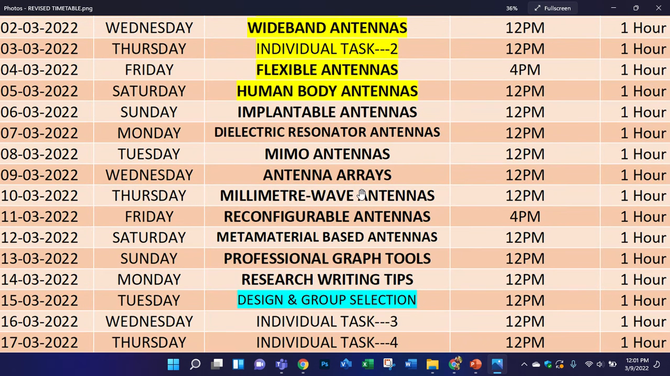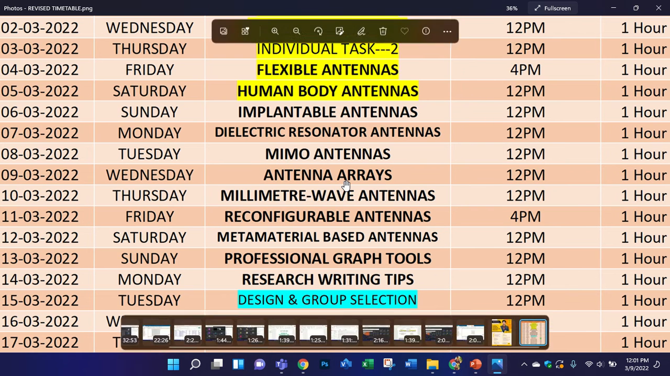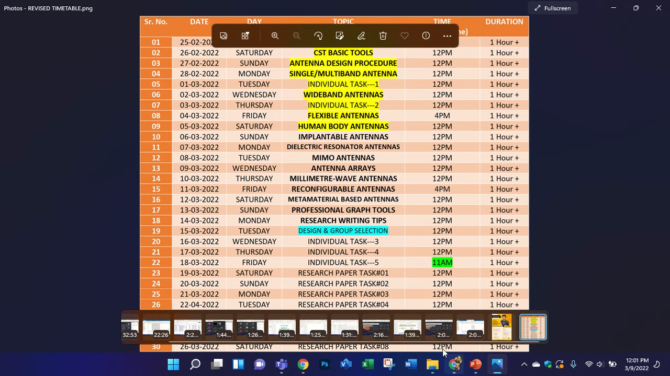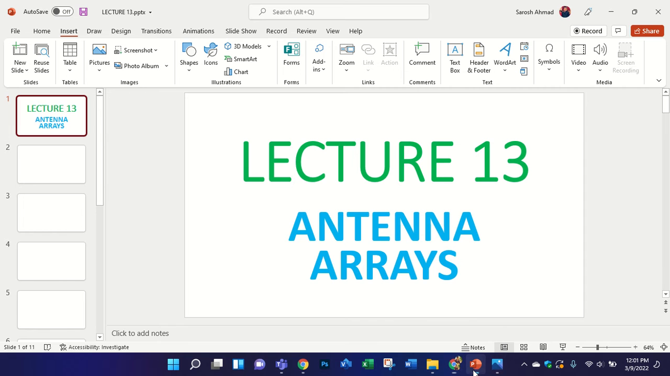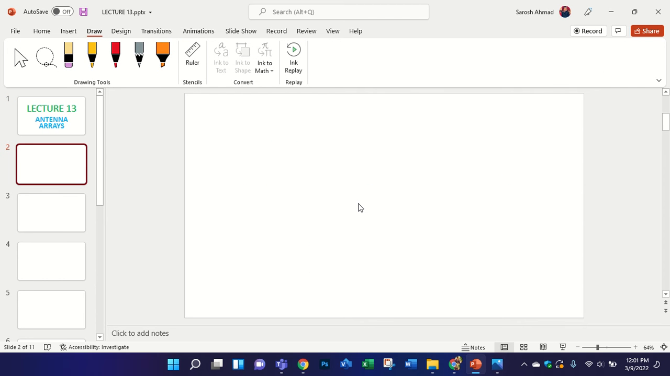Tomorrow maybe we can change the timing of the lecture. I mean, tomorrow maybe I will have a meeting with my professor, so maybe I will give the lecture another time, but I will let you know before the schedule. So today we have a lecture on antenna arrays, so we will start the lecture. Yesterday I was late from my university, and today I want to finish my lecture before 2 p.m.